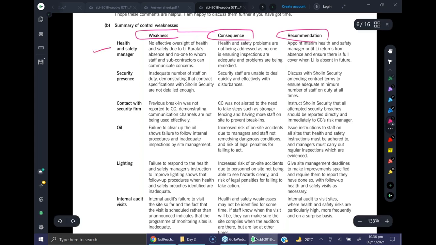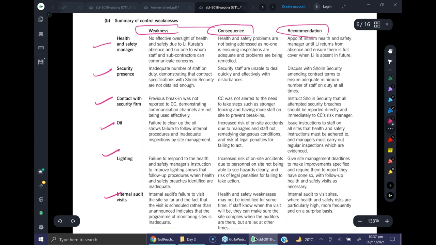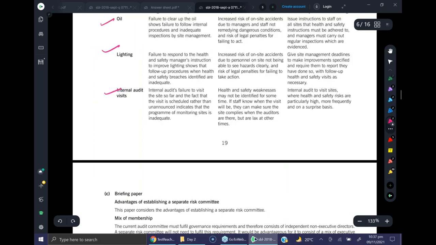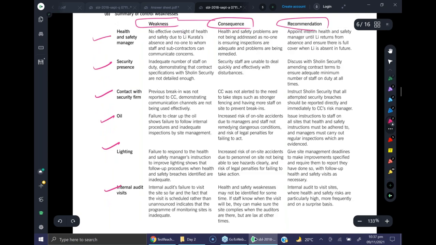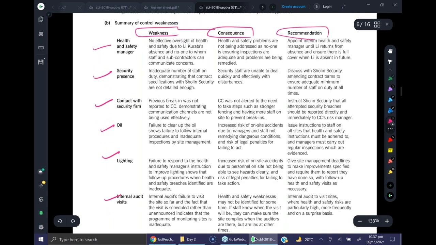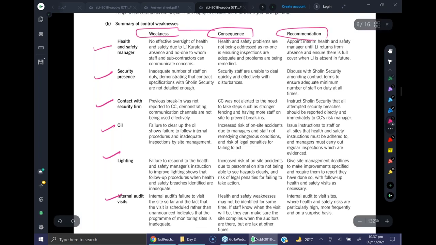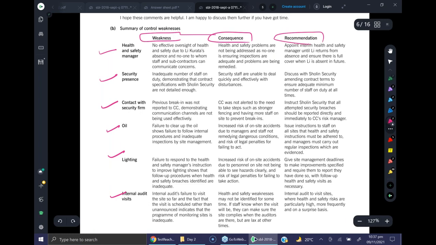Health and safety manager being absent, security presence, contact with security firm, lighting, internal audit visits. All of these problems are discussed here, and either 1 or 2 recommendations at maximum are given. This is the tabular form you can also use, but only when the summary format is needed, whenever the examiner says to prepare a summary.